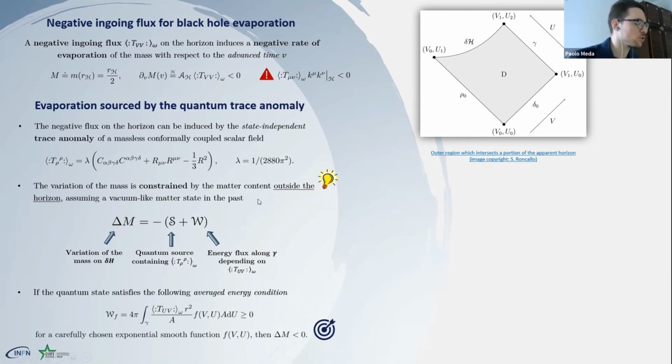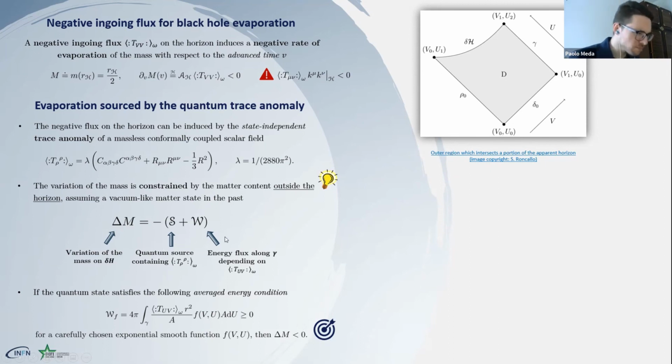Namely, you impose on your system the following average energy condition, imposed on the W term inside this equation. This is a very technical condition, so I don't want to discuss it in detail, but in general it is a sort of average condition that involves quantum expectation values, and it holds for a carefully chosen exponential smooth function f. But the main result is that if you impose this vacuum-like matter state in the past of your horizon, and that such an average energy condition holds on your system, which in some sense fixes the sign of W, and moreover you assume that there is a trace anomaly in your domain, then you can prove that this variation of the mass is negative on the horizon. And hence there is evaporation in your system.